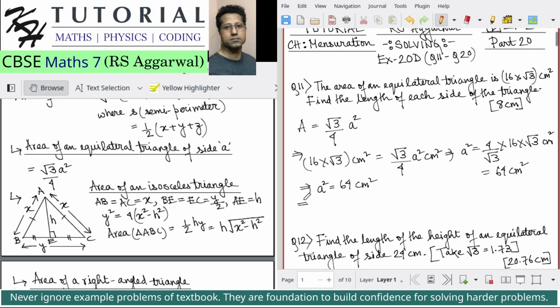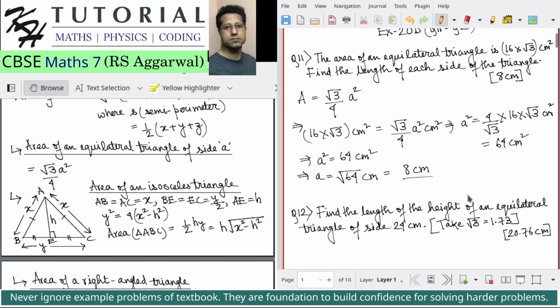centimeter. So this was directly based on the formula of an area of an equilateral triangle to be square root of 3 divided by 4 multiplied by a square, where a is the length of each side of the equilateral triangle. Let's see the next problem.